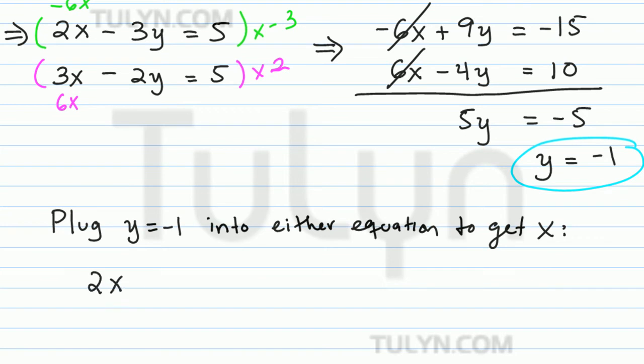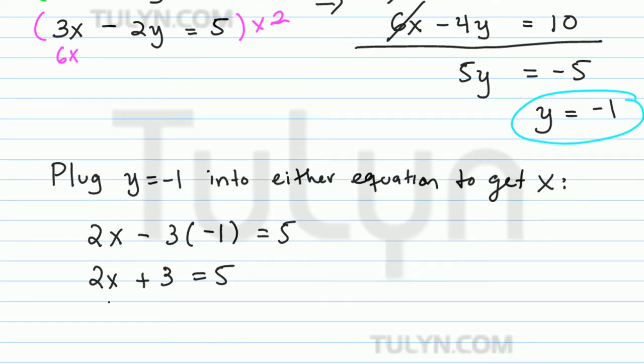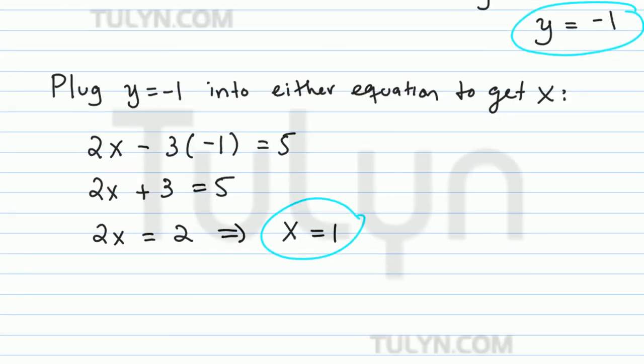So we've got 2x minus 3 times y, which we know is negative 1, is equal to 5. So 2x plus 3 is equal to 5. And now subtracting 3 from each side, we get 2x is equal to 2, which means that x must be equal to 1.